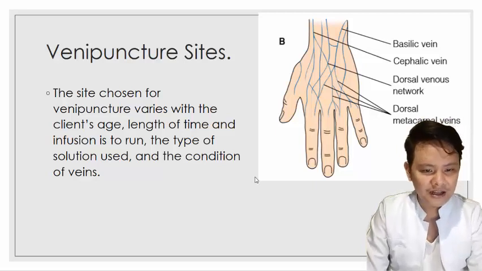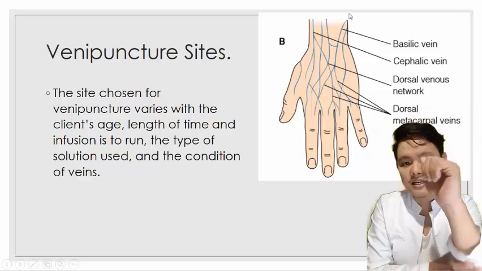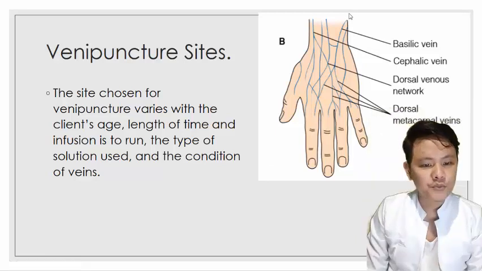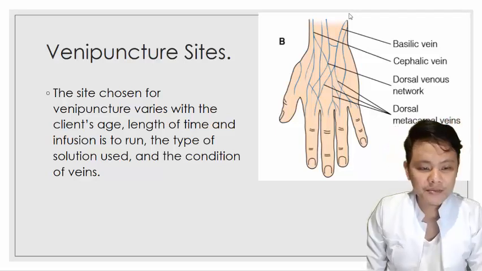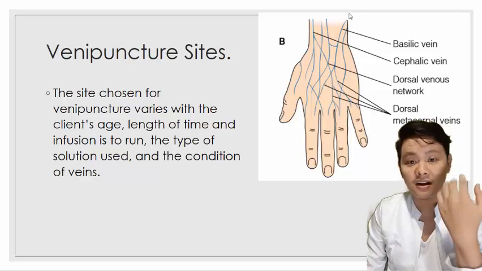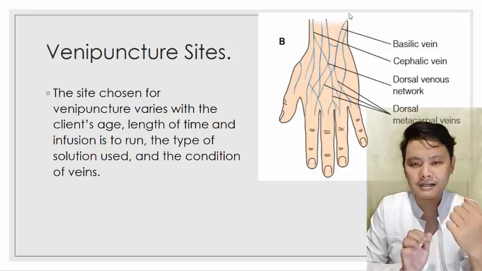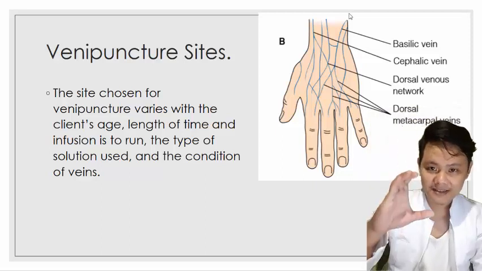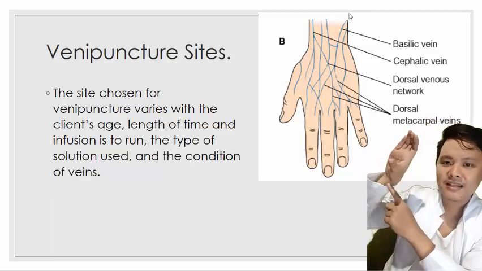And of course, the condition of the veins. So here, for the hands, we have the basilic. So si basilic is here. What else? We have the cephalic. Si cephalic, dito siya. We have the metacarpal or the dorsal metacarpal veins nandito. So para hindi kayo malito guys, kuha tayo ng konting tip. Si cephalic, letter C. Sang vein yan? Dito.